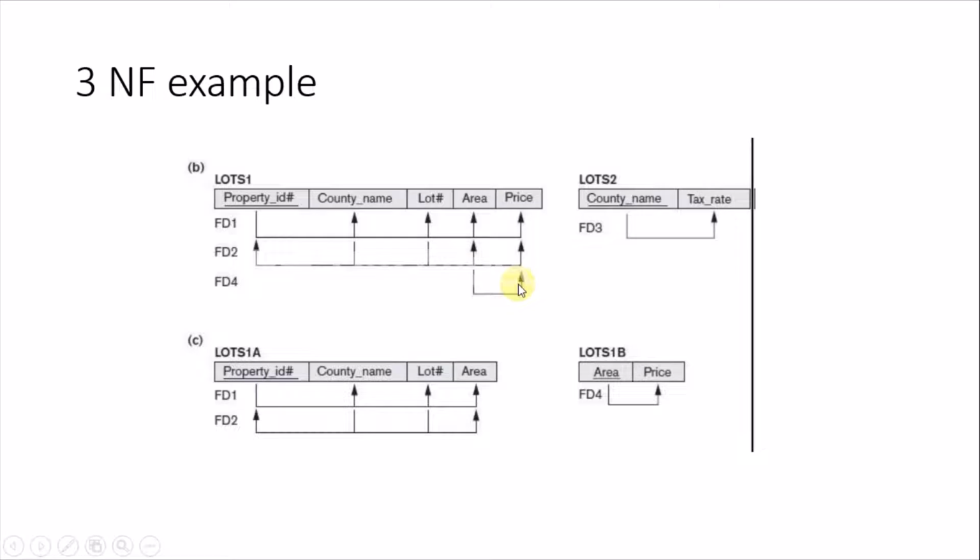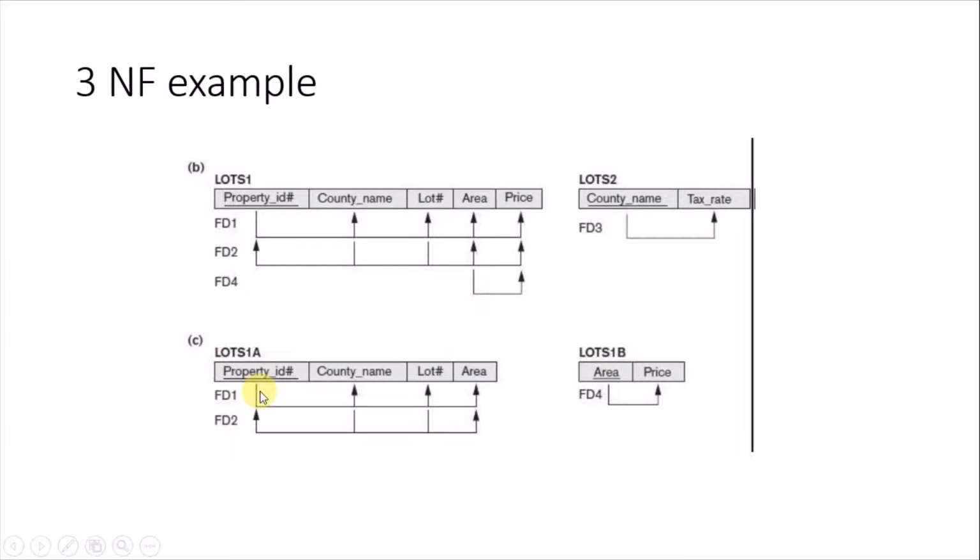We have loads 1 here. We want to convert this into a 3NF relation. For that we again make use of decomposition. We decompose loads 1 into two relations, loads 1A and loads 1B. Loads 1A has property ID, county name, lot number and area. So FD1 is property ID to county name. That is the original dependency, and there is no violation there. The problem here is with area and price.